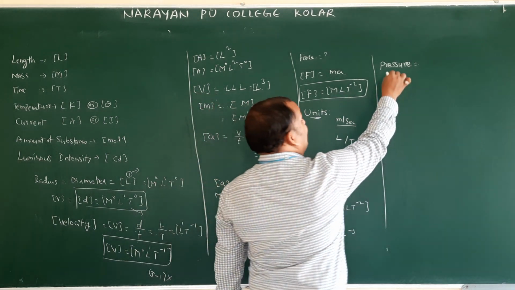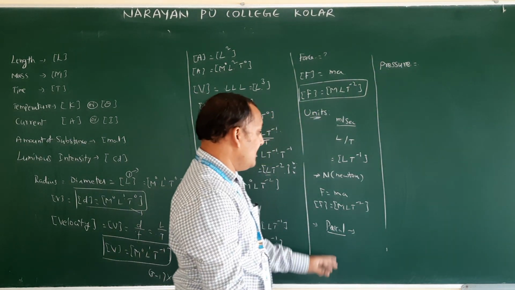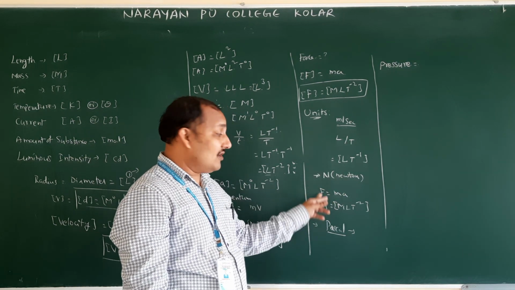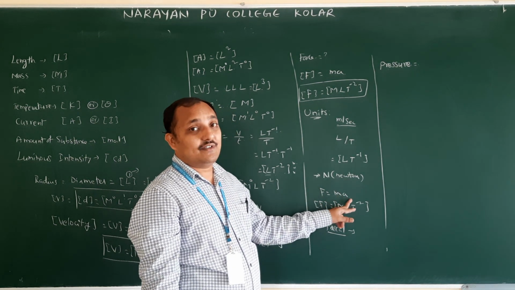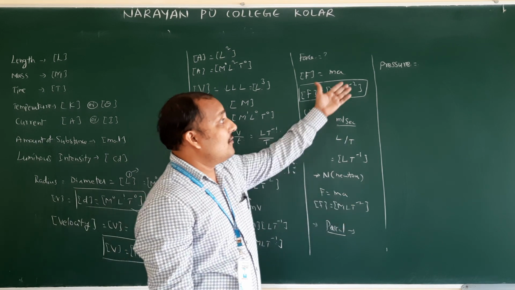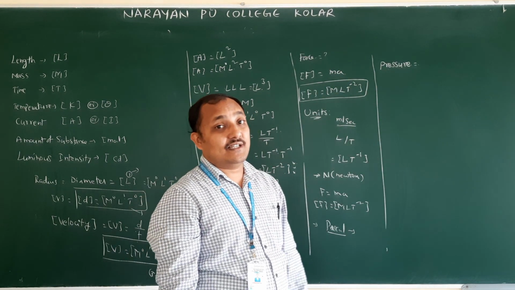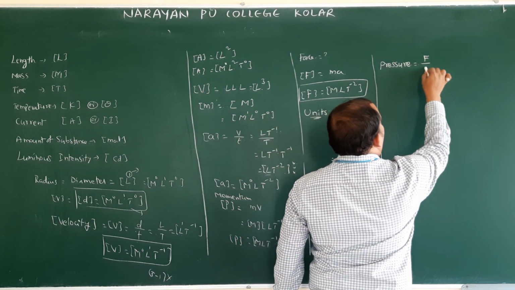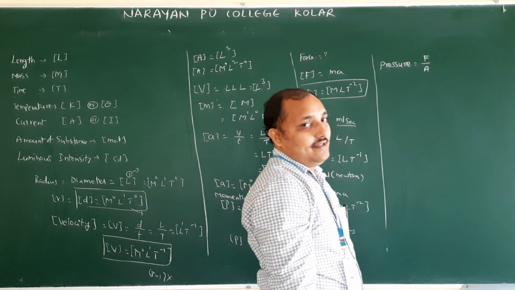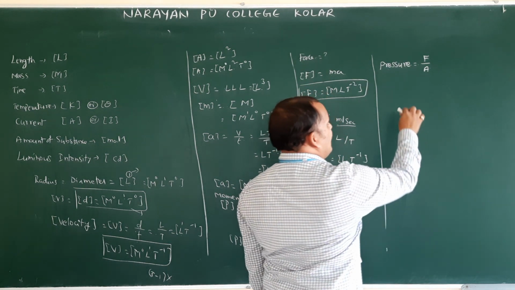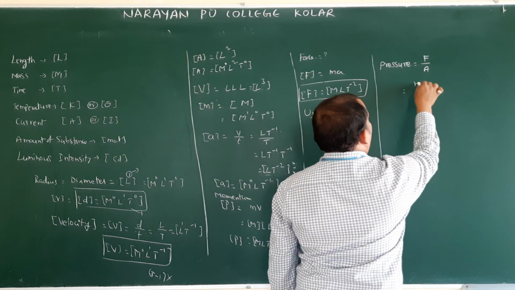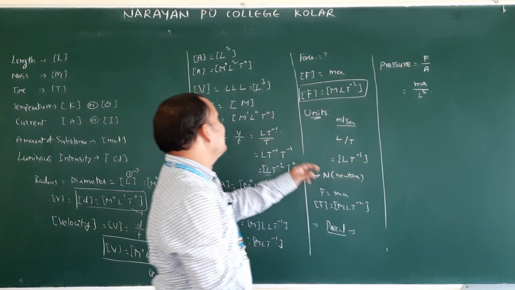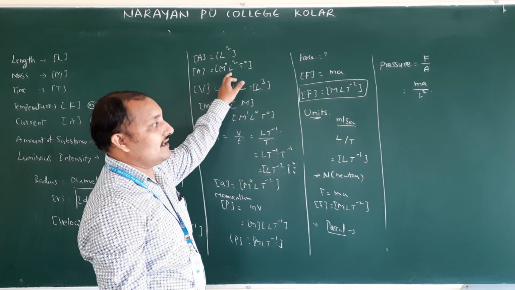Therefore, you should come to know the pressure formula. Just as Newton is the unit for force, where we got the equation F equal to ma, what is the definition of pressure? Pressure means force acting per unit area, that is F by A. What is the force? ma. Area means L square, which we already got.